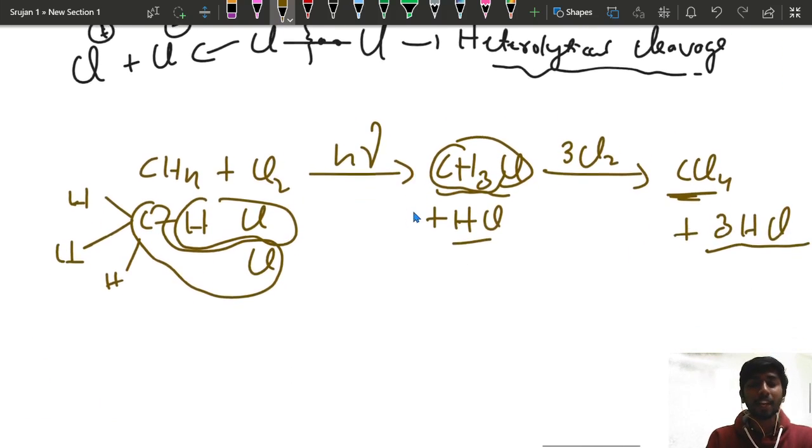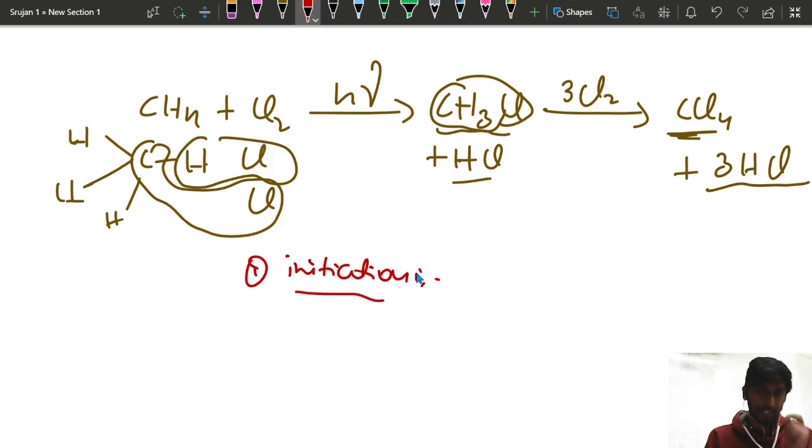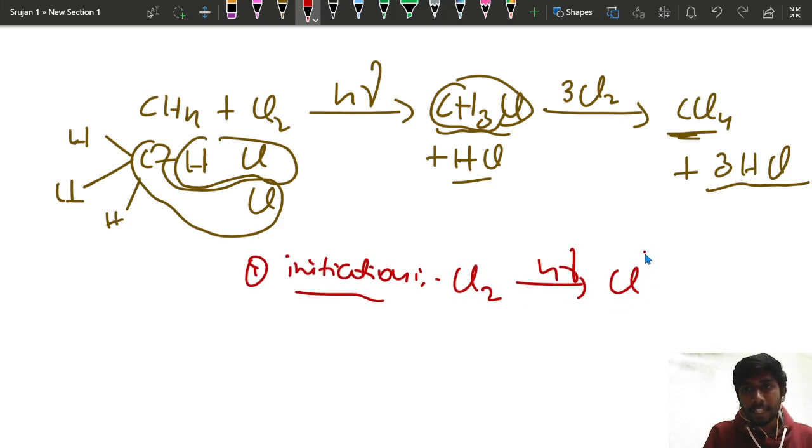Okay, so this has a big mechanism, but that is not necessary right now. Just to say simply, there are 3 steps. The first step is the initiation step. Cl2 with h nu breaks into Cl radical and Cl radical.